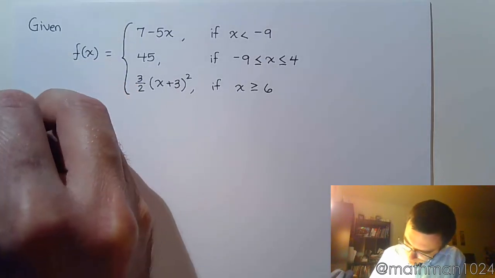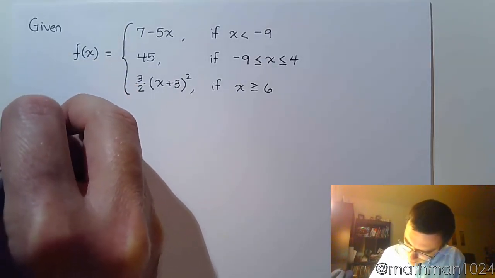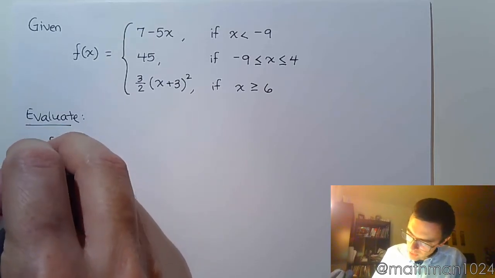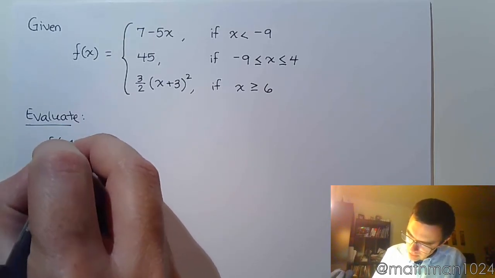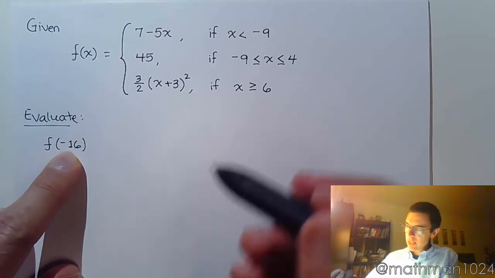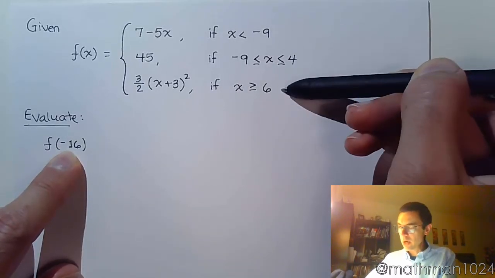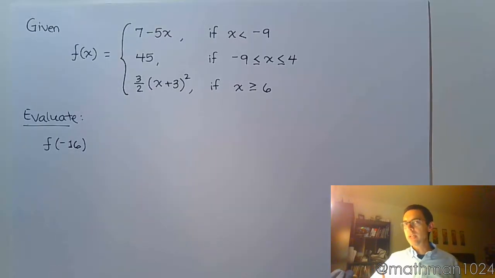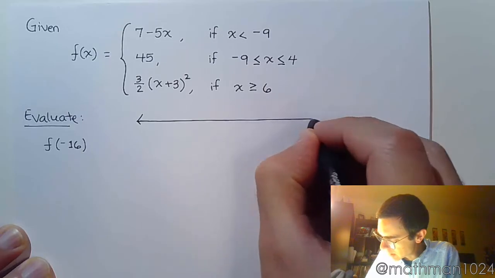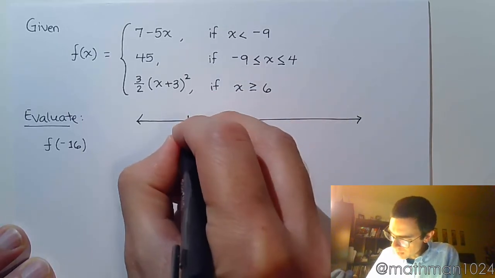For example, if we need to evaluate f of -16, keep in mind, you are plugging in one number, you can only get out one number, or else it's not a function. So is -16 going to fit in here, here, or here? Now, sometimes this can be kind of confusing, so I like to draw a number line with these values marked on it.